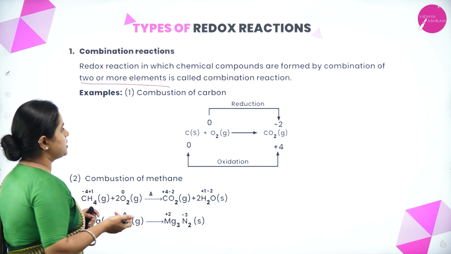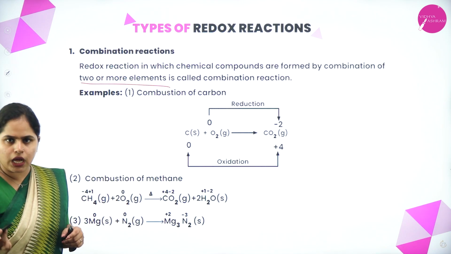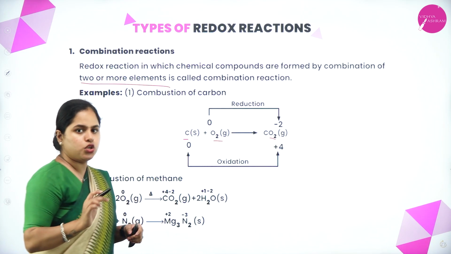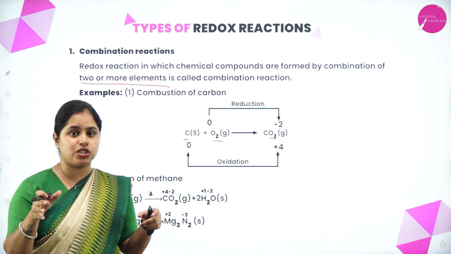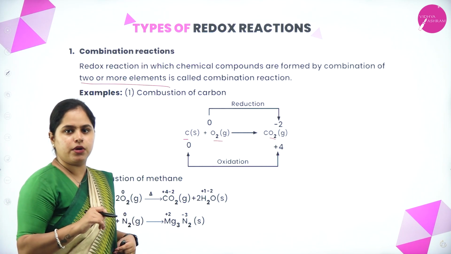So a simple example is taken here, combustion of carbon, that is carbon plus oxygen will give you carbon dioxide, right? So let's see C plus O2 giving CO2. So how we are going to discuss in terms of redox reaction, we'll see. In the same reaction, it is undergoing reduction as well as oxidation.